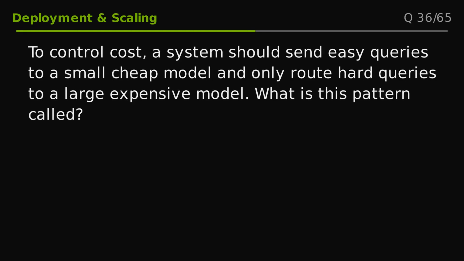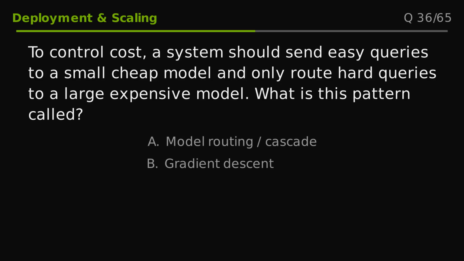Question 36. To control cost, a system should send easy queries to a small, cheap model and only route hard queries to a large, expensive model. What is this pattern called? Option A. Model routing or cascade. Option B. Gradient descent. Option C. Localization. Option D. Sharding the database.